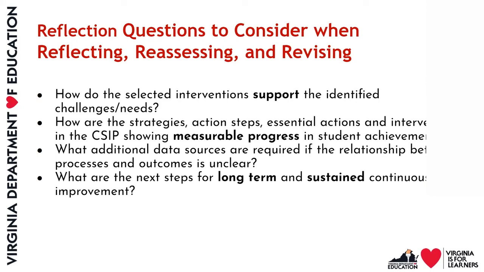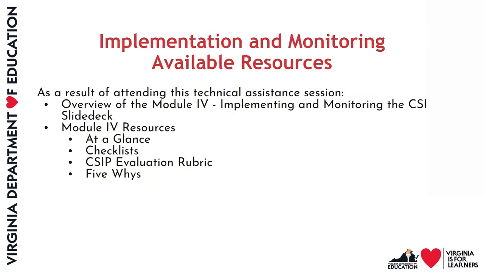If the relationship between processes and outcomes is unclear, you always want to be thinking about triangulating data, bringing in multiple sources of data. What are our next steps for long-term and sustained continuous improvement? Remember that multi-year improvement plan, putting into place things that will go well beyond this school year for improved student outcomes. So just some questions to consider.